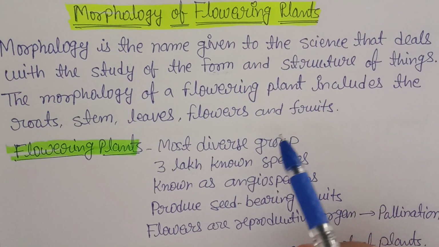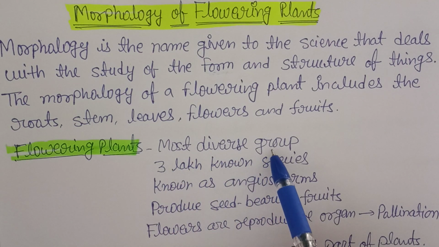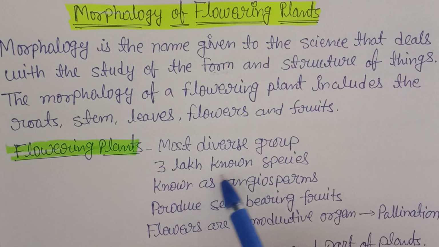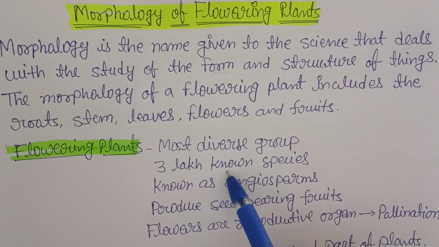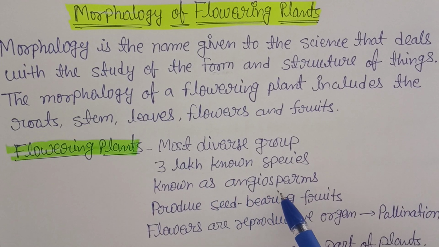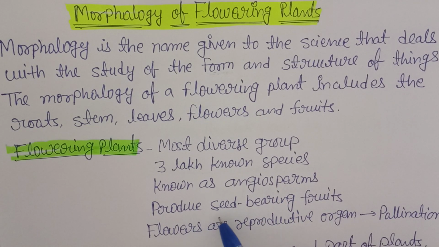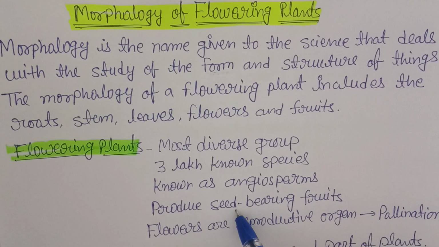So generally, what do we mean by flowering plants, right? These are the most diverse group. Around 80% of the plants may be flowering plants, right? 3 lakh known species we have till now. We know their name, their species, their genus, their order, their family. That is 3 lakh in number. It is known as angiosperm. These flowering plants are also known as the angiosperm category, and they produce seed bearing fruit. So whatever fruit they produce will have seeds, right?